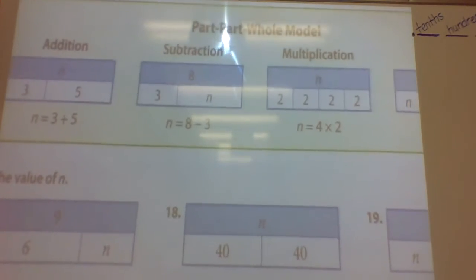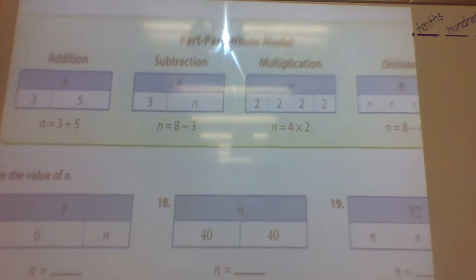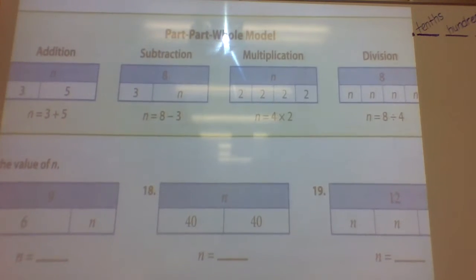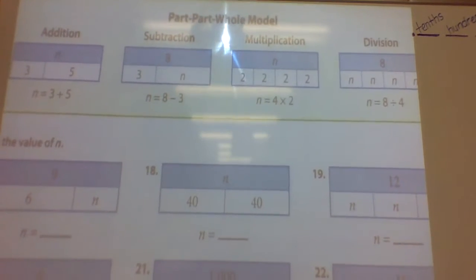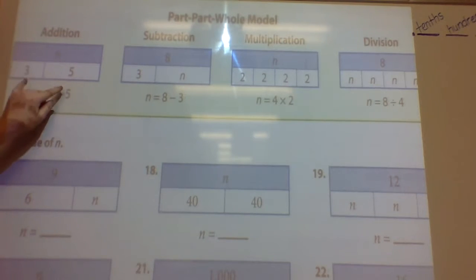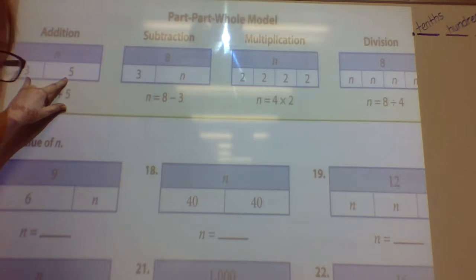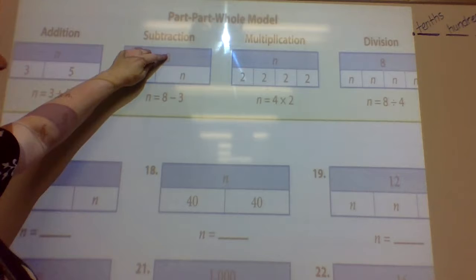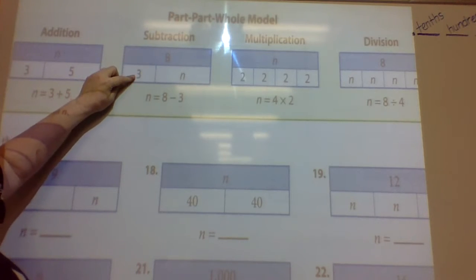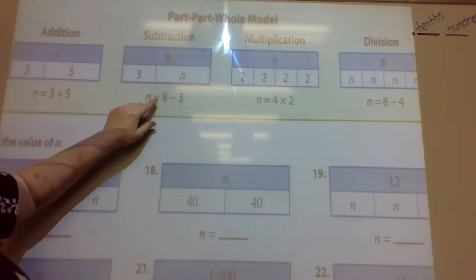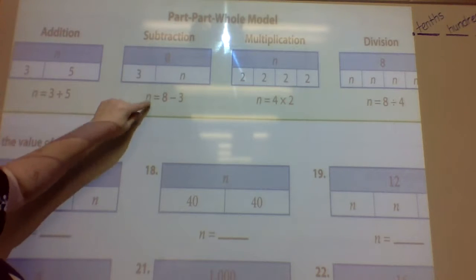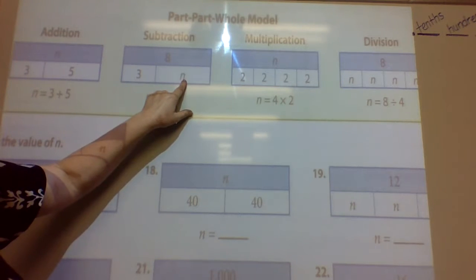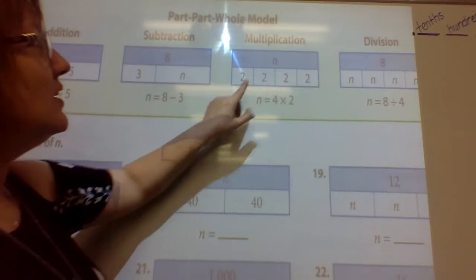Okay, so part-whole model. In the middle there, the green box. Just what we were just talking about. See, for addition, n equals 3 plus 5. And we know 3 plus 5 is 8. So n would be 8. Okay? With subtraction, n equals 8 minus 3 to figure out what that would be, which would be 5, right?